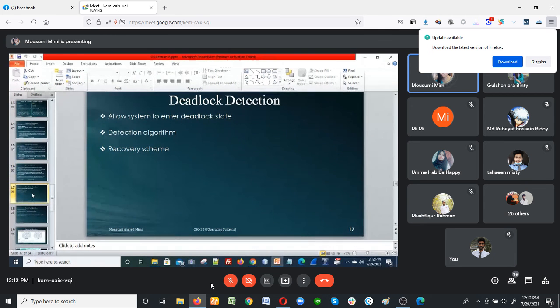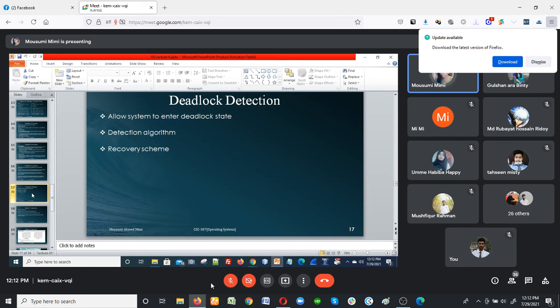Then deadlock detection. So how can you actually detect the deadlock? Detection means that, say for example, deadlock has already happened. Now you need to figure out whether the deadlock has happened or not. You don't understand whether deadlock has happened or not. Detection means that you have to find out whether deadlock has happened or not, because you don't understand. That is called deadlock detection.